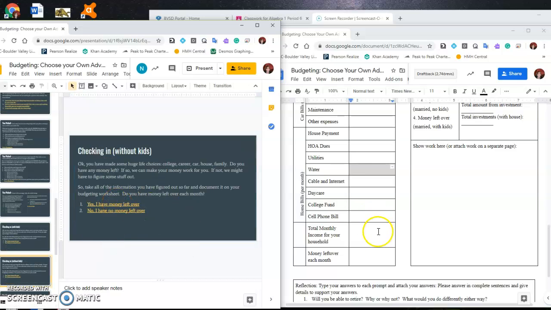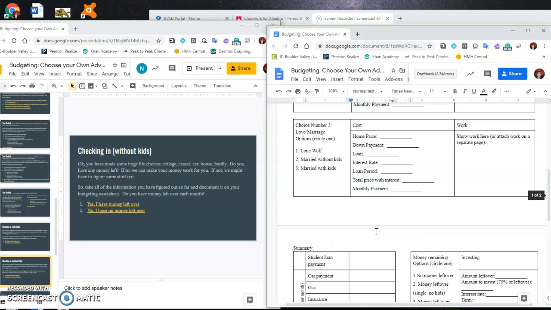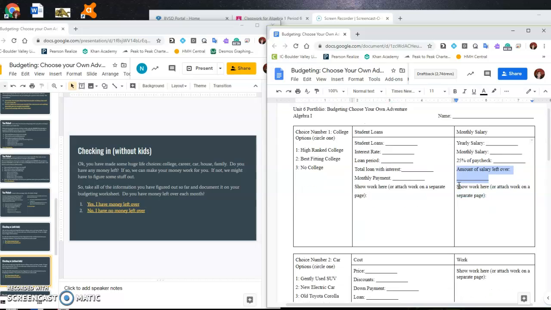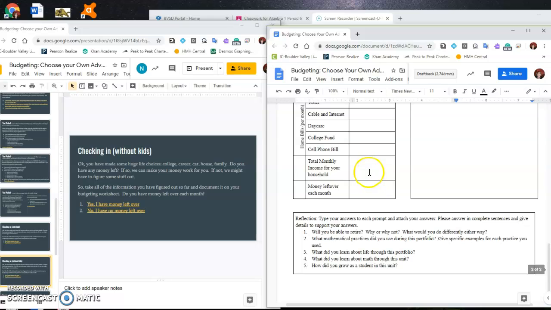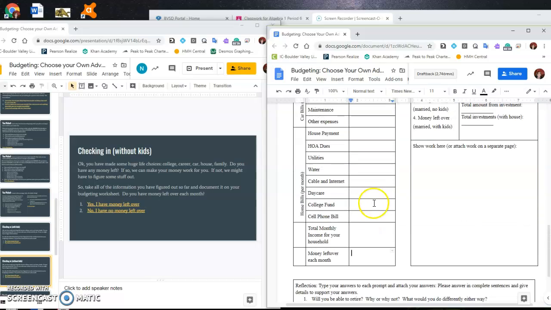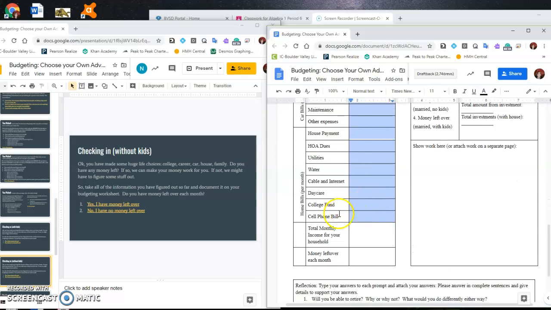And what you need to do is you need to take your monthly income. Now, if you were married, you double what you had here with the amount of salary left over. If you're not married, you leave that as it is and put that here. To find the amount of money left over each month, you take all of these things here from your student loan payments down to your cell phone bill and add them. You take that sum and subtract it from your income. So it's income minus all of your bills, and that gives you the money left over.